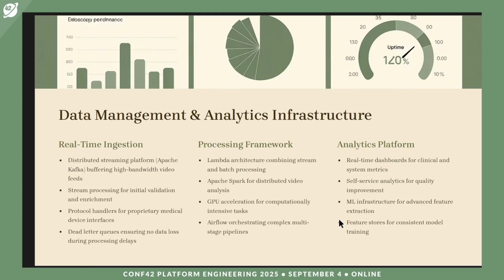Data management and analytics infrastructure: real time ingestion, processing framework, analytics platform. We propose using Kafka for buffering high bandwidth video feeds, and stream processing for initial validation and enrichment. For the processing framework, it is Lambda architecture combining stream and batch processing, with GPU acceleration for computationally intensive tasks.